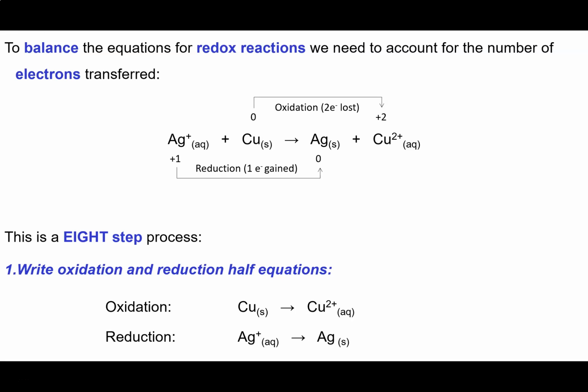So to balance the equations for redox reactions, we've got to account for the number of electrons that are transferred, right? We've got to make sure that we don't lose any electrons along the way. So to balance a redox reaction, we're going to use an 8-step process, and I put the 8 in all caps because it's kind of daunting, isn't it? Now the good news is that that's a worst case scenario. Often, and you'll see in this example, multiple of those steps are not used. They're not relevant, okay? So don't freak out too much.